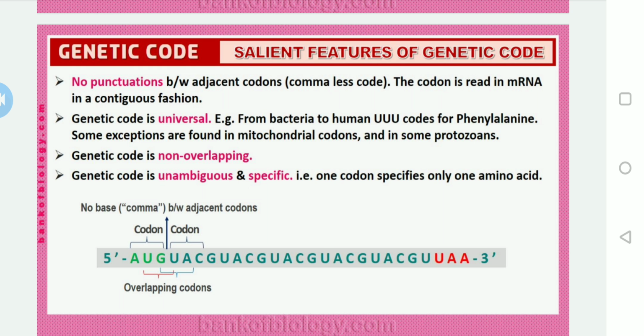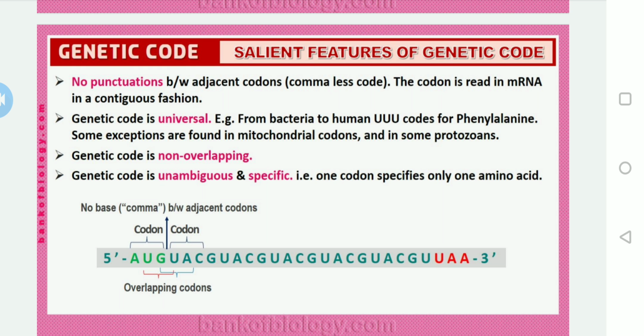Except for those exceptional cases, all the remaining show the characteristic feature that the genetic code is universal. I hope you can identify it easily. The exception is only in mitochondrial codons and in some protozoans, but these are rare cases.